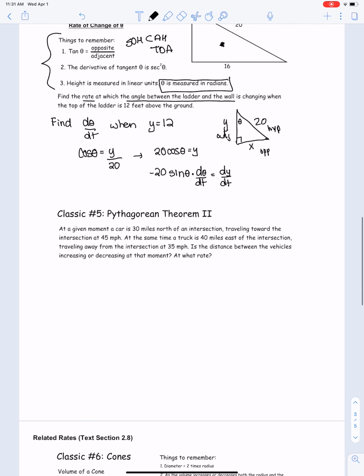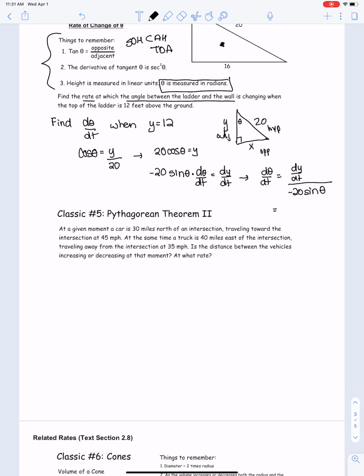And I'm interested in solving for d theta dt, so I'm going to isolate for d theta dt. So I'll divide both sides by the negative 20 sine theta. So d theta dt is dy dt divided by negative 20 sine theta. And now it just requires me to sub everything in.